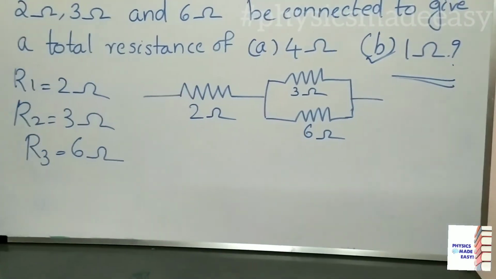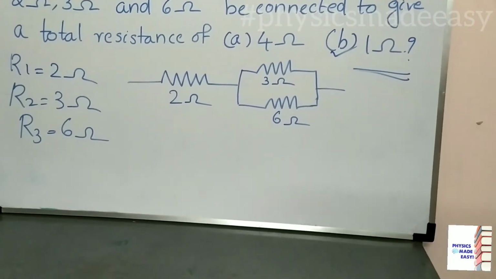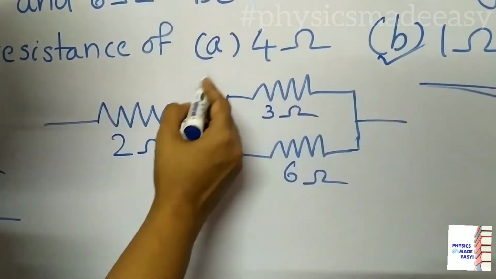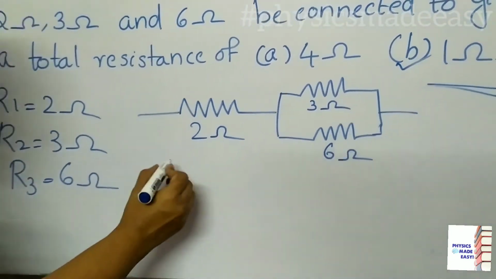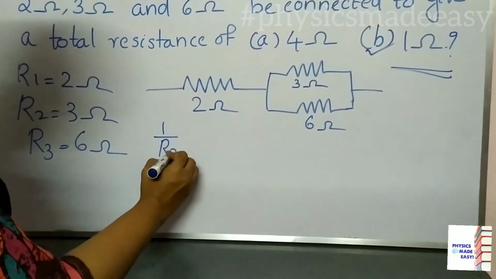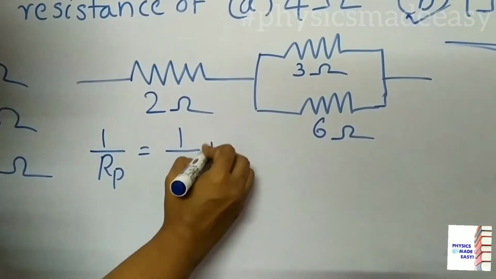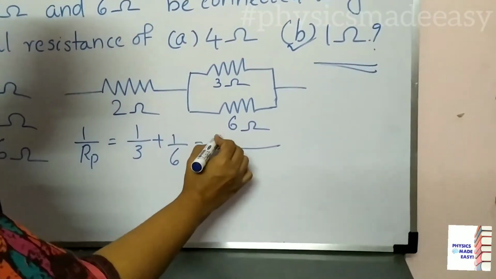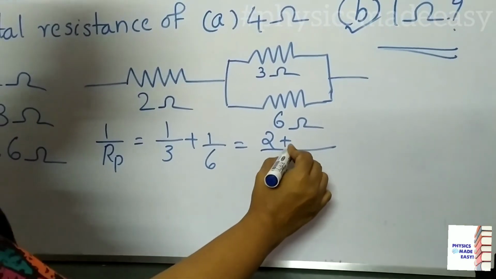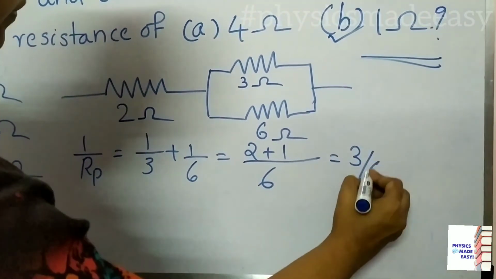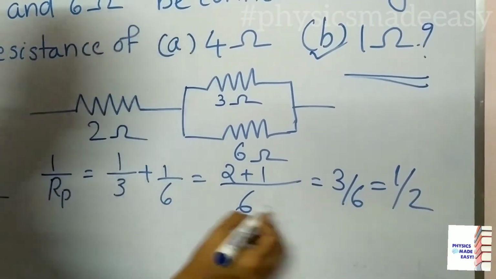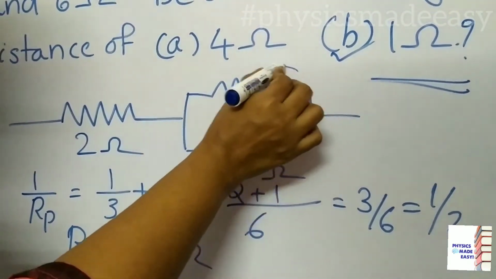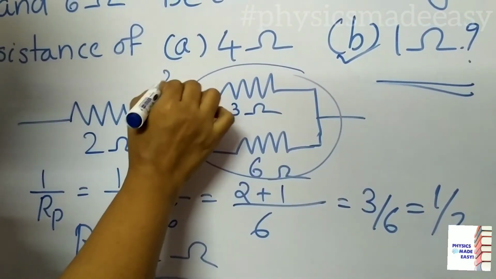Now we have to find the effective resistance of this combination. Then we can check whether we can get this 4 ohm. So for that, first we have to solve this parallel combination. Here 1 by Rp is equal to 1 by 3 plus 1 by 6, which is 2 plus 1 over 6. Then 3 divided by 6, that is equal to 1 by 2. So here Rp is equal to 2 ohm. So the effective resistance of this is 2 ohm.